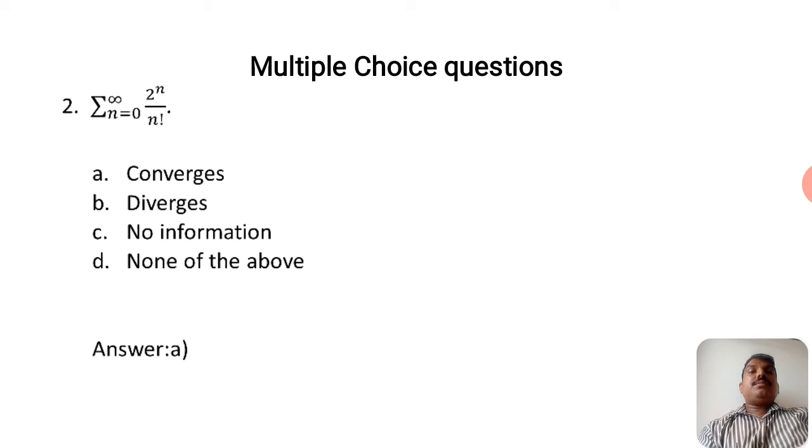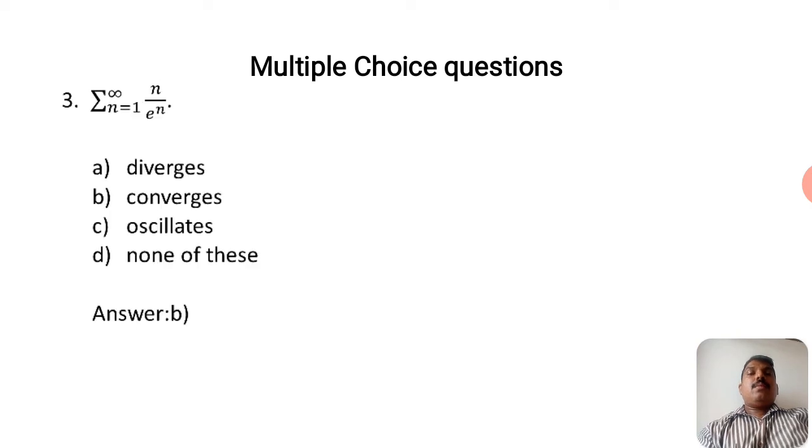Second one, sigma n equals 0 to infinity 2^n by n factorial. Options A, B, C, D. Answer is C. Third, sigma n equals 1 to infinity n by e power n. Diverges, converges, oscillates, D: none of these. Answer is B.